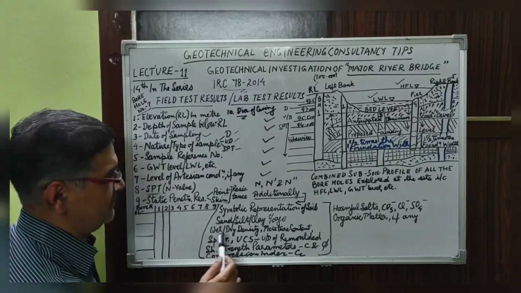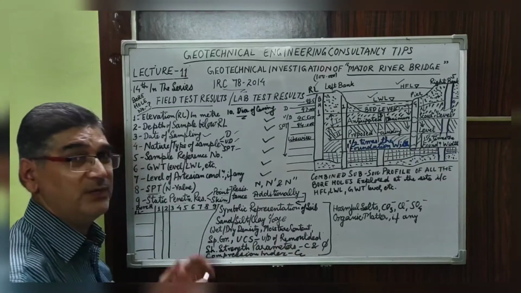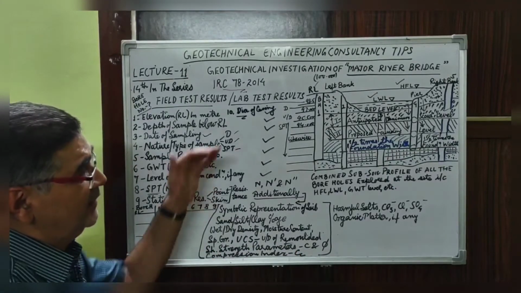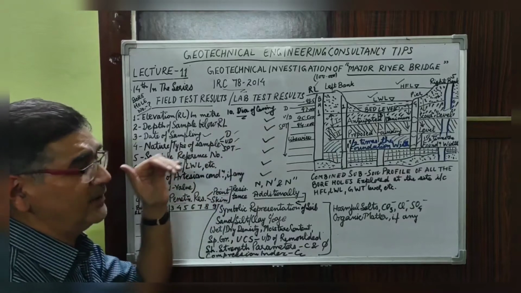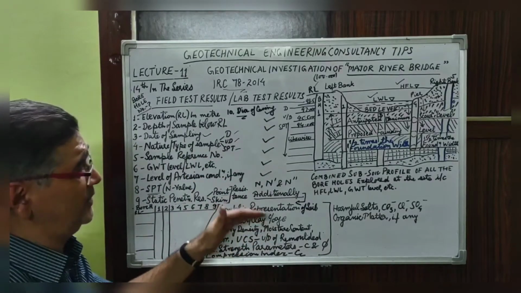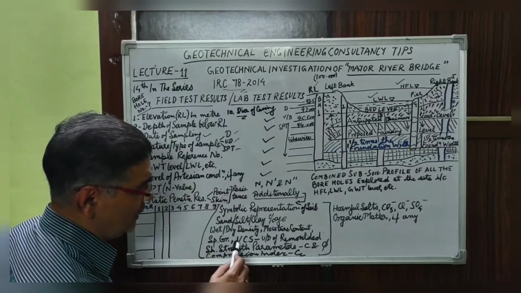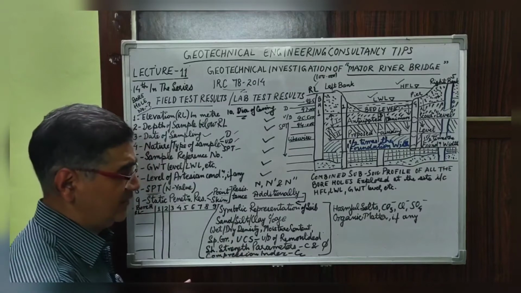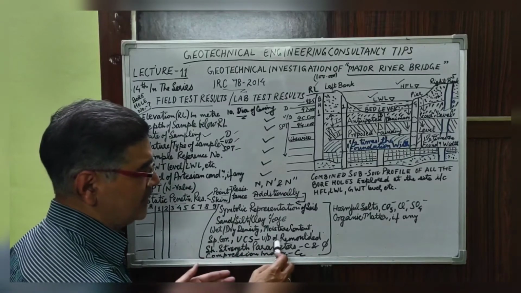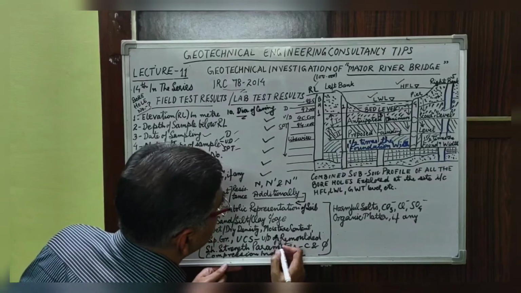Other than this, specific gravity, wet density, dry density, moisture content of each of those samples collected on the site, which have been tested in the laboratory, have to be inbuilt into these result sheets. Other than this, the unconfined compressive strength test of the undisturbed sample or the remolded sample needs to be mentioned.